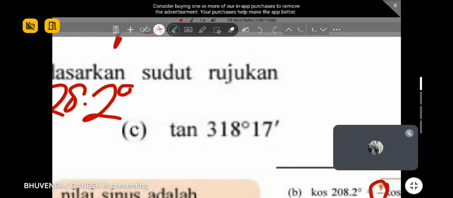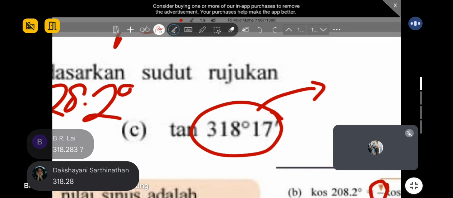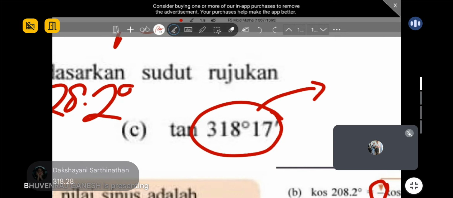This one. Okay, so first of all, can anyone tell me macam mana convert yang ni kepada darjah? What is your answer after you convert to degree? 318 degrees 17 minutes. So what will be your answer in degree? Siapa tak tahu macam mana nak tukar yang ni kepada darjah? Boleh komen? If those who don't know how to convert this to degree, you can tell me.